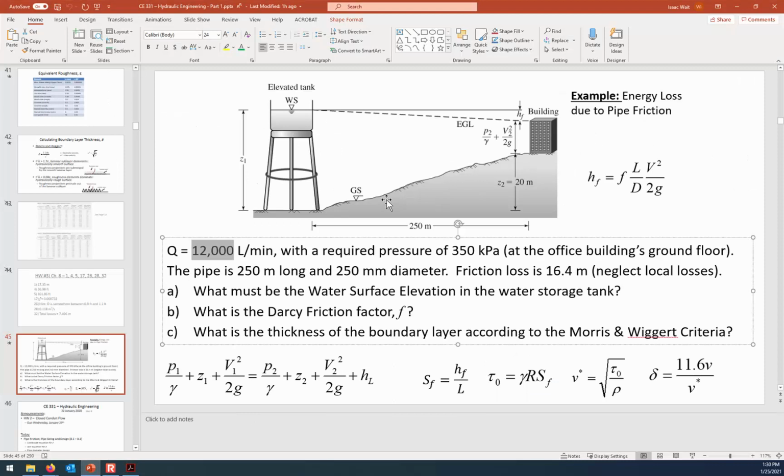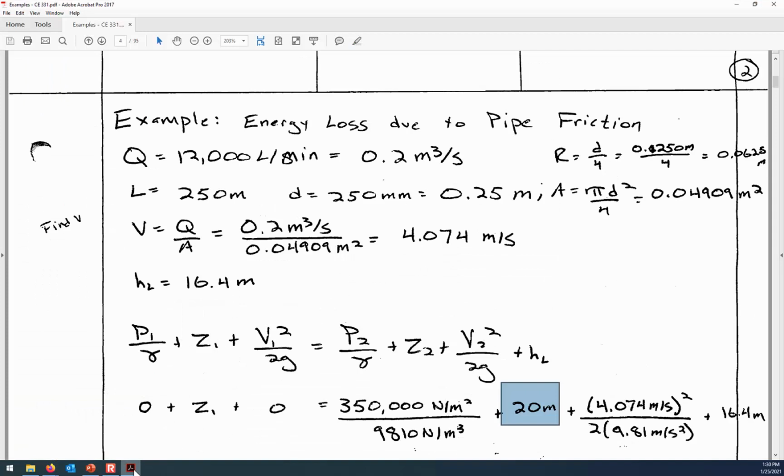Let's look back here. Our elevation datum is the base of the tank. And it says here that Z2, the base of the building, is 20 meters above the elevation datum. And then the water is continuing to flow through this pipe. It's connected to the building, but it also continues down the road to whatever building is next. That's why the V2 isn't 0, we assume that the water is continuing to flow onward. So I leave the V2 in there.